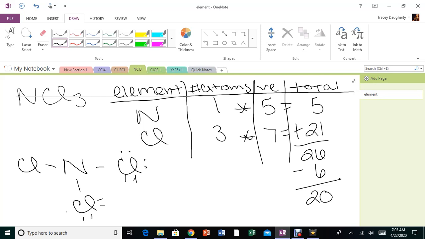Make sure you're drawing dots and not lines. My tablet's not working for me, so I'm drawing lines, but you guys draw dots.